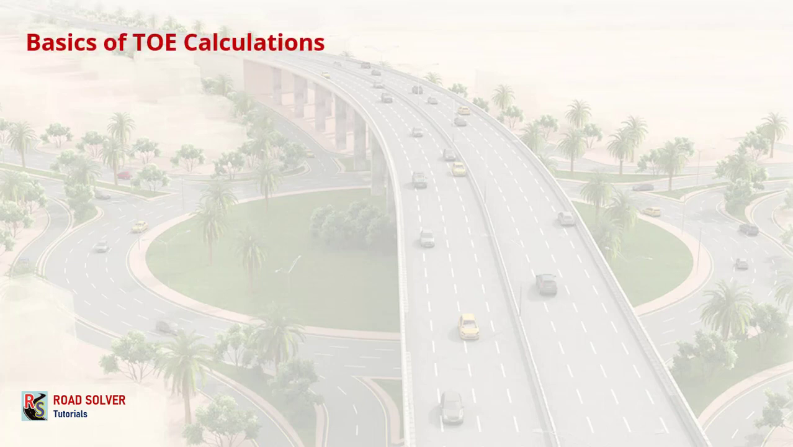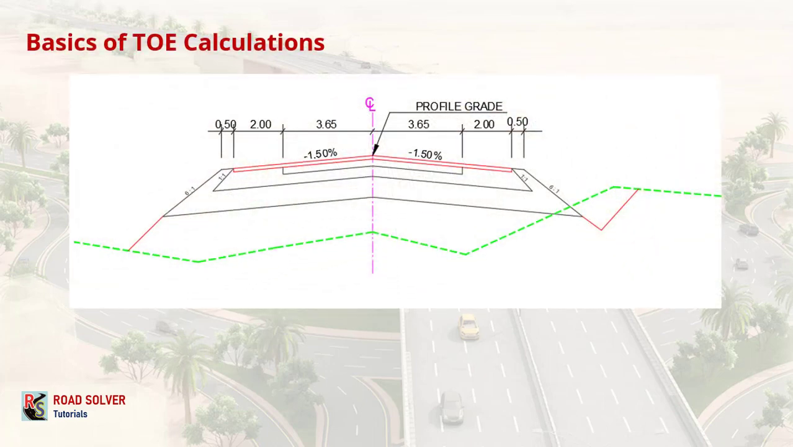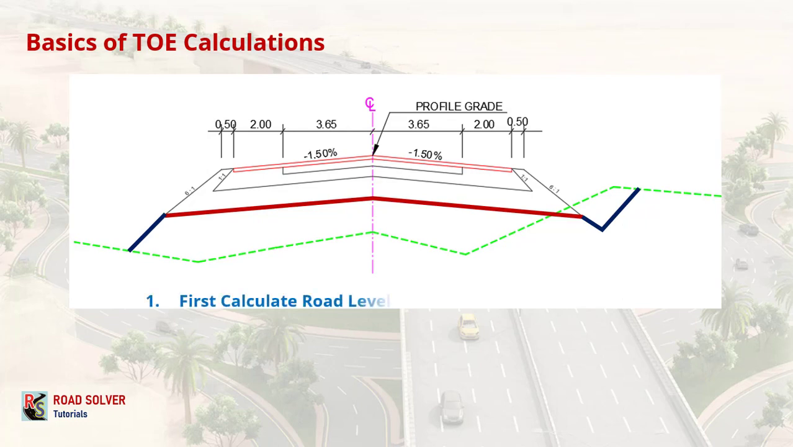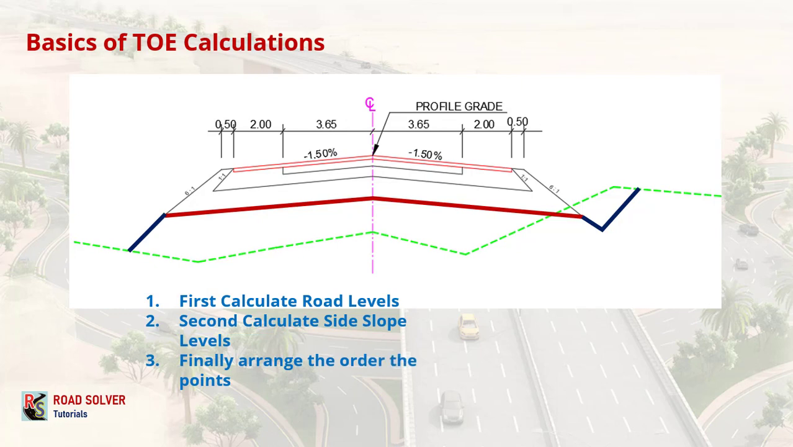First, what are the basics of DOE calculations? The DOE of this typical section is this line, the bottom of the subgrade. There are also two slope lines, the right side slope and the left side slope. First, Road Solver calculates the road levels. Second, it calculates the side slope levels. Finally, it arranges the points in order from left to right. This is the method calculated by the Road Solver program.